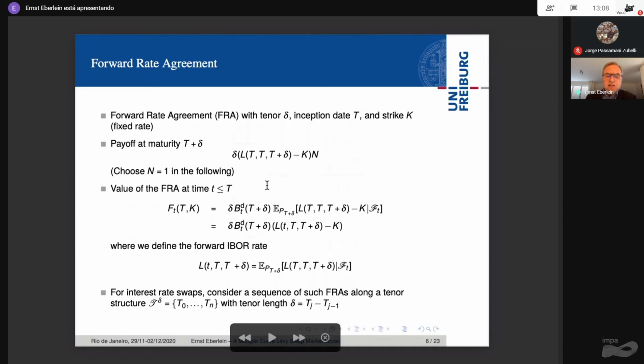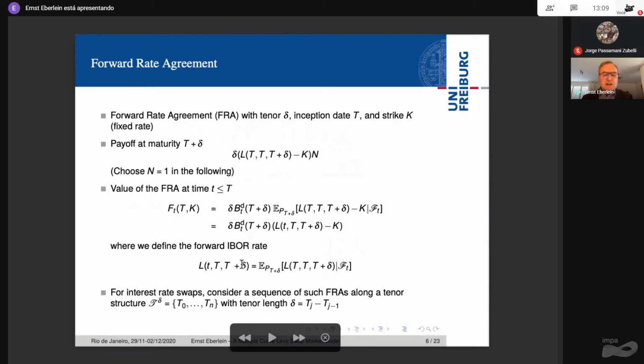Namely, if you take the forward measure corresponding to the maturity date, then you have just to take expectation of this quantity under this forward measure, and you discount with the risk-weighted bond price. And actually, this valuation formula has become the new standard for the risky interbank rates. So we have this expectation as the new rate corresponding to a certain tenor delta.